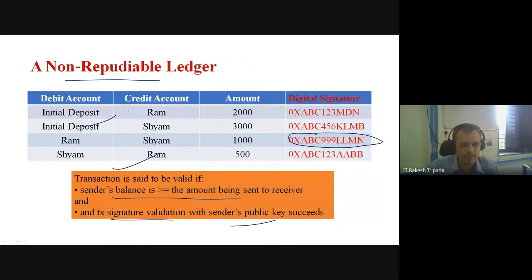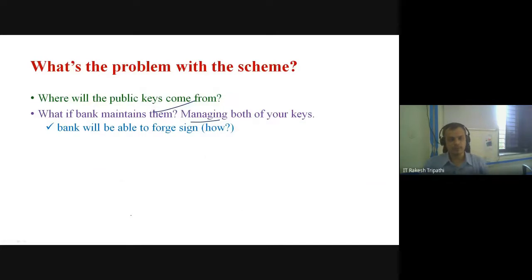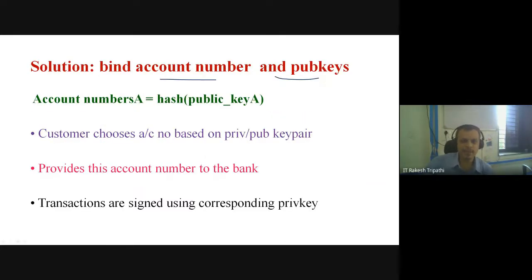The first problem was Ram should not deny that he has not sent. What I did, I added a digital signature. But for a digital signature, I need a public key. Now if I open my account with the bank and the bank creates the public key and private key, then the bank can forge my signature. That should not happen. I will decide my public and private key, and I will bind my account number with my public key.